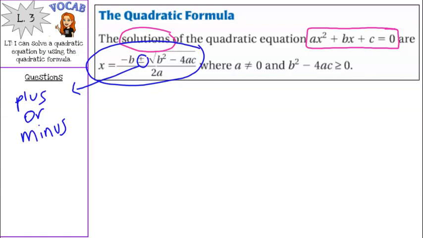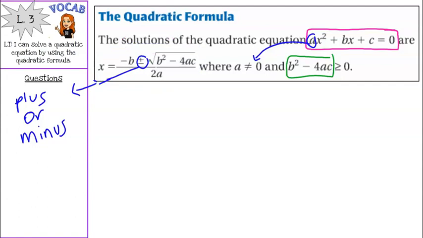Where a does not equal 0, meaning this first number can't be 0. Otherwise, it wouldn't be a quadratic equation. And b squared minus 4ac, you can see that that's the part underneath the square root. So that part has to be greater than or equal to 0.